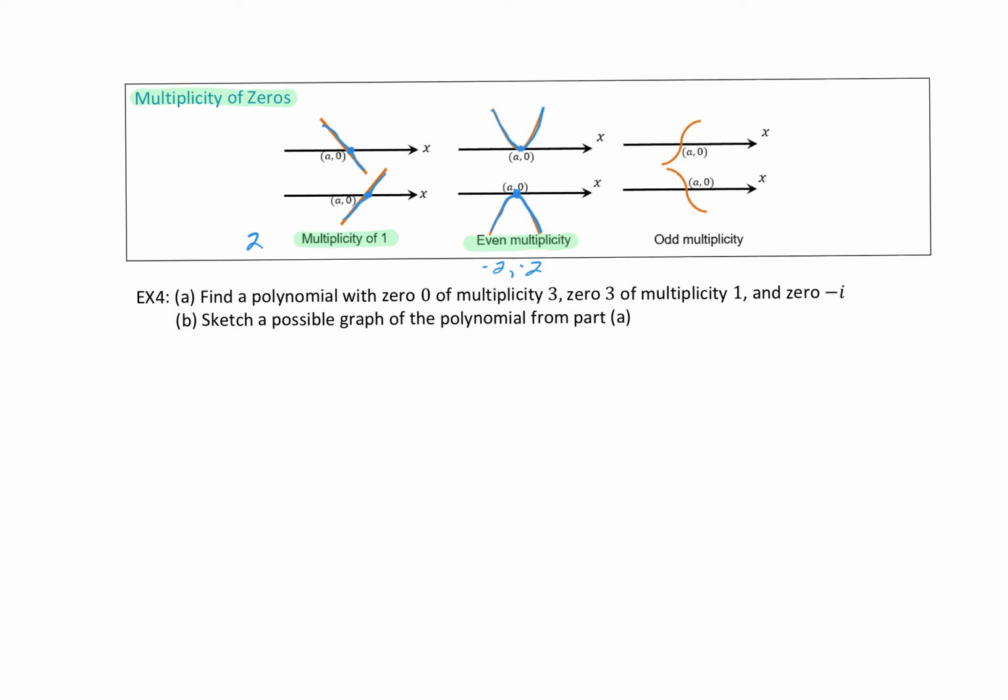If you have an odd multiplicity, so let's just say we had 3, 3, and 3 of these. Then the behavior at that point is going to, look at this squiggly line. It's either going to look like an S or a flipped over S. And those are our only choices.